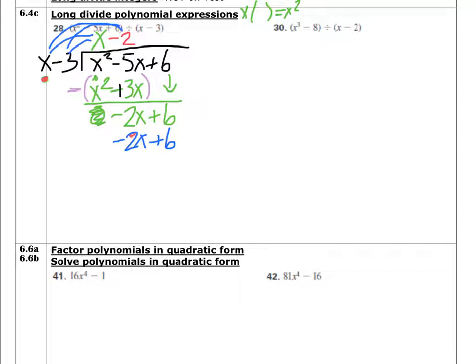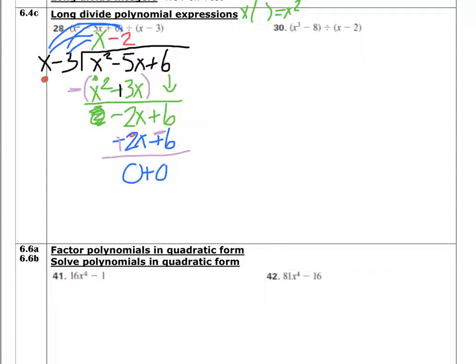Now you need to come on in and subtract. One way you can do this is just change the sign of these two terms. So if you have to subtract them, this becomes positive and that becomes negative. When you add down, negative 2x plus 2x is 0. And then plus 6 minus 6 is also 0, which means you have no remainder. So the answer to your long division is x minus 2.